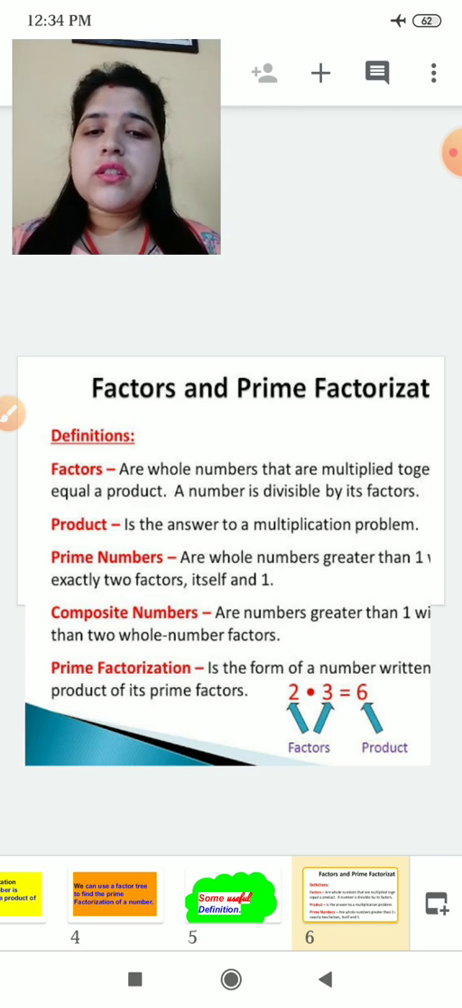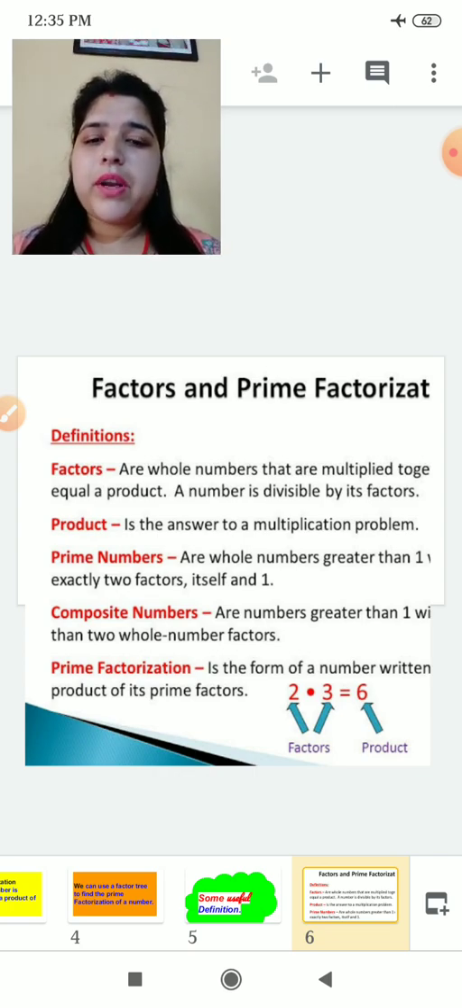Prime factorization is the form of a number written as a product of its prime factors. Simply, you are expressing the number as the product of prime factors. Like you can see here, the product is 6 and you are representing its factors as 2 into 3. This is known as prime factorization. Factors you are breaking down, and we get the product of prime factors.